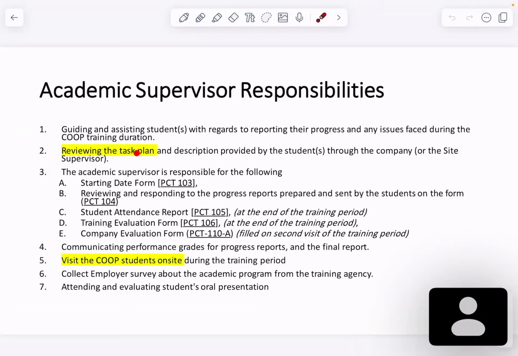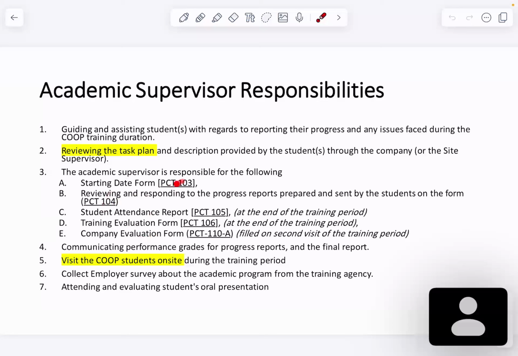Reviewing the task plan also. Now, in the first day, or within the first week, you should have a clear task plan from your site supervisor, but you have to contact your academic supervisor, showing him or her your task plan, and they can give recommendations or tell you it's okay. So from the beginning, you are following an approved study plan given by the site supervisor, approved by your academic supervisor. It's okay.